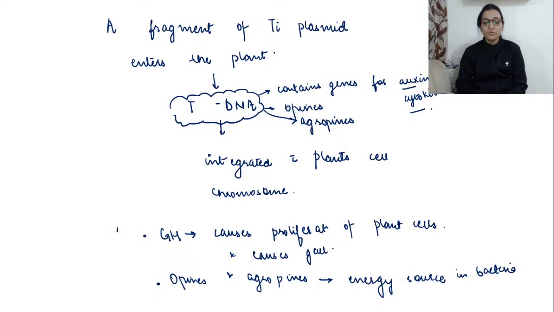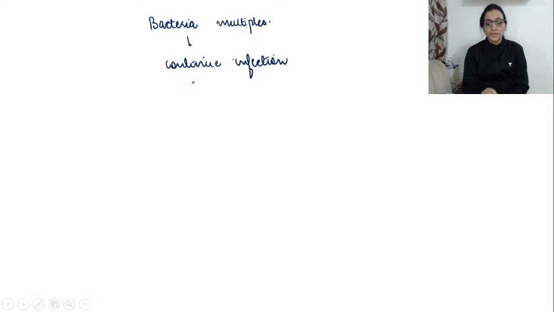So Agrobacterium tumefaciens genetically transforms the plant cells and creates a biosynthetic machinery in the plant cell to produce nutrients for its own use. As the bacteria multiplies, it causes infection. We'll write the flow chart. Bacteria multiplies and continues infection, and crown gall develops.